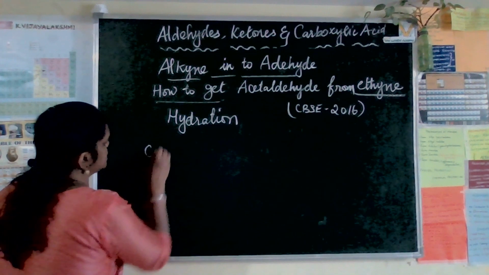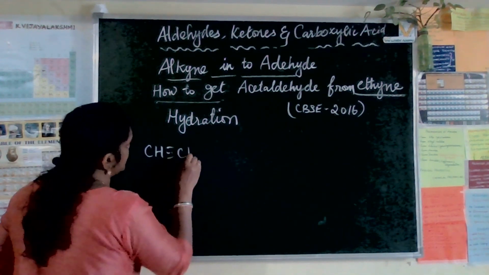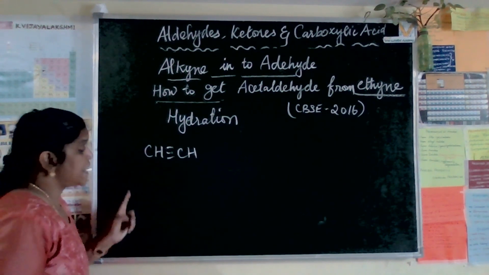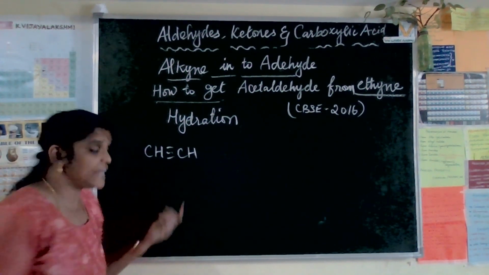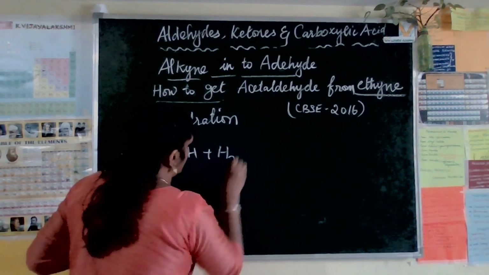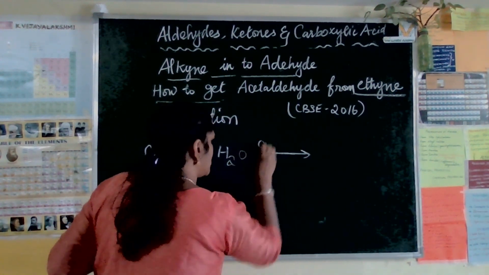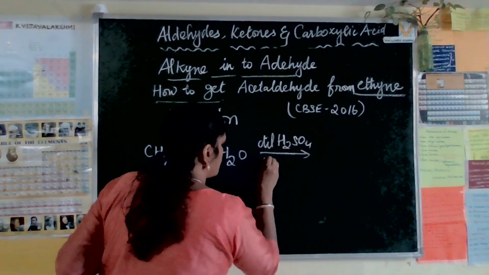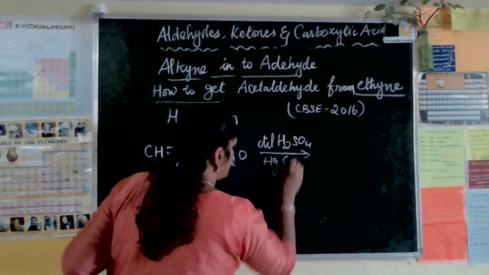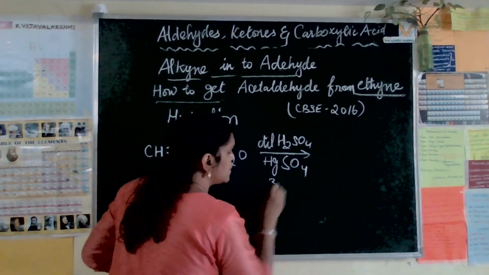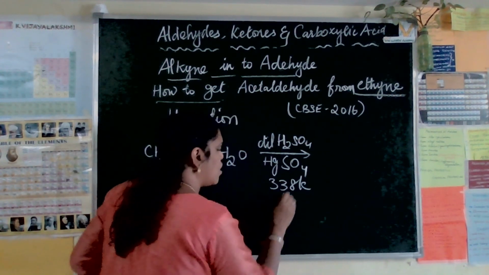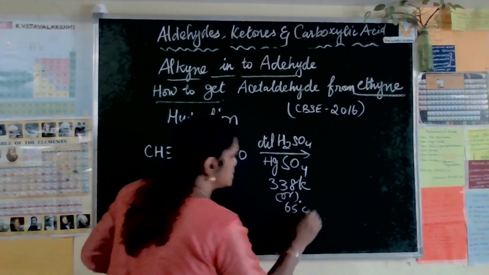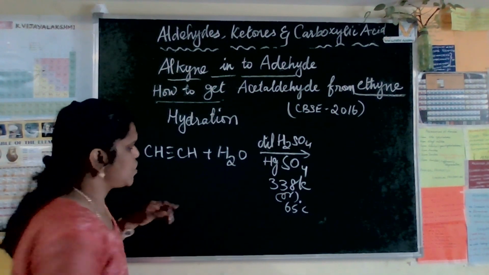Come to this, CH triple bond CH, ethyne only they mention. Ethyne, what is it? CH triple bond CH. We can say acetylene also. Along with water in the presence of dilute H2SO4, in the presence of mercuric sulfate at 338 Kelvin or 65 degrees Celsius. 65 degrees Celsius.